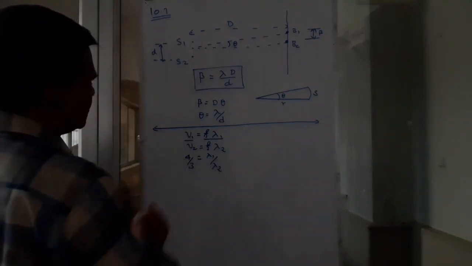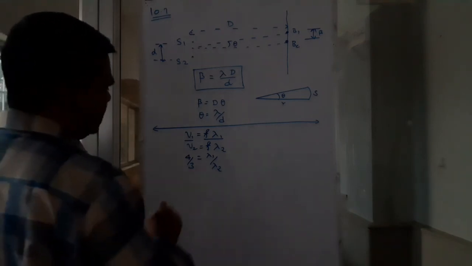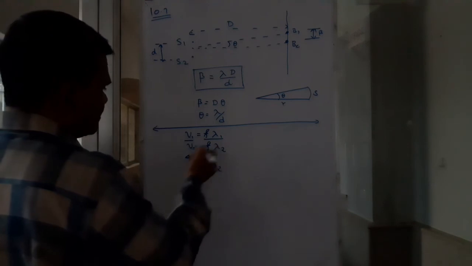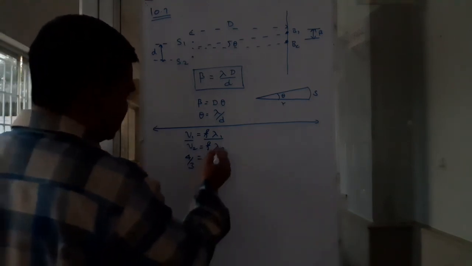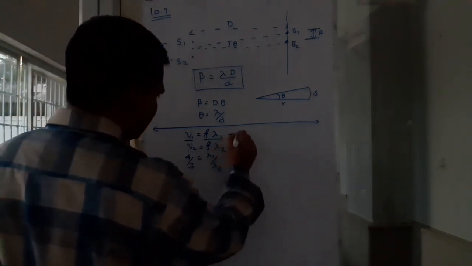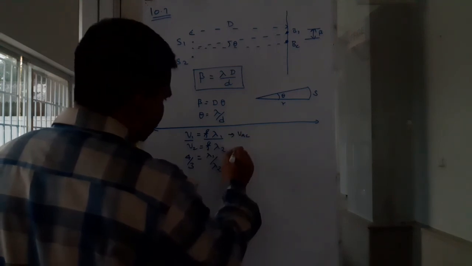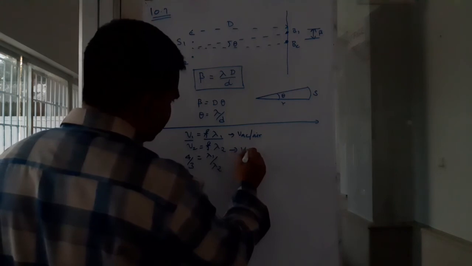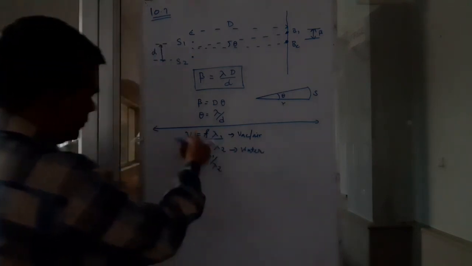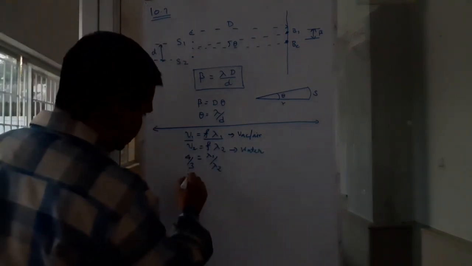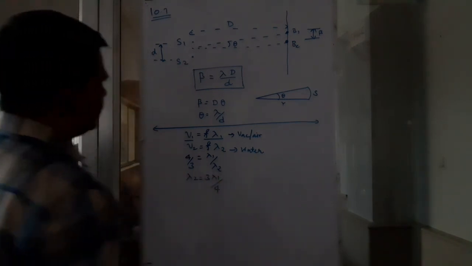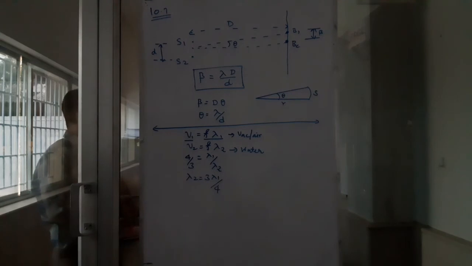Okay, so now, can you express lambda 2 in terms of lambda 1? So what is lambda 1? Lambda 1 was in, say, air or vacuum, same. This lambda 2 is in water. Okay. So lambda 2 is going to be equal to 3 lambda 1 by 4, 3/4 of lambda 1.